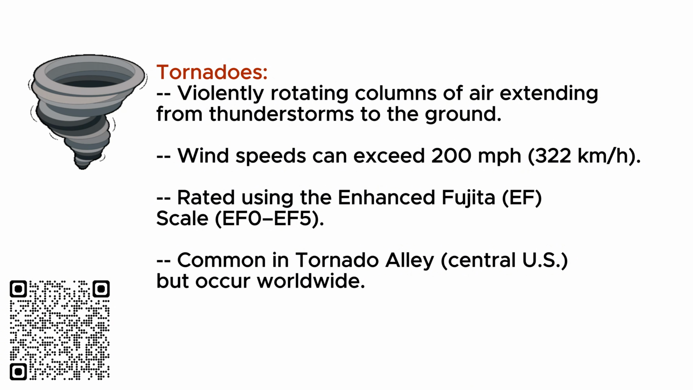Absolutely. And they form when there's a lot of wind shear in the atmosphere, meaning the wind is changing speed and direction with height. So it's like the wind is getting all twisted up. Yeah, and that can cause the air to start rotating. And if that rotation becomes strong enough and touches the ground, you've got a tornado. And those are ranked on the enhanced Fujita scale, right? Yes, it goes from EF0 for the weakest tornadoes to EF5 for the most powerful ones.